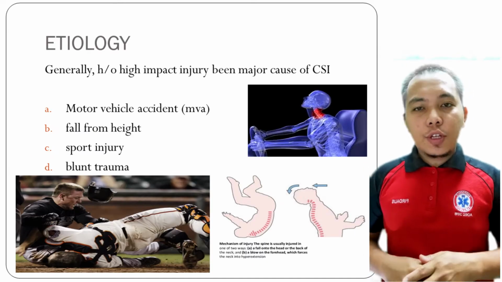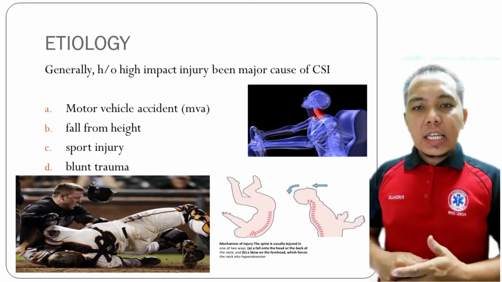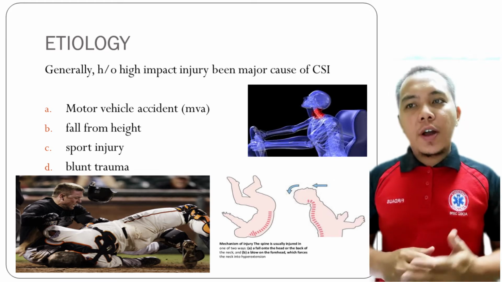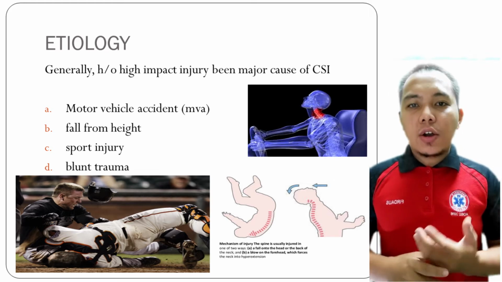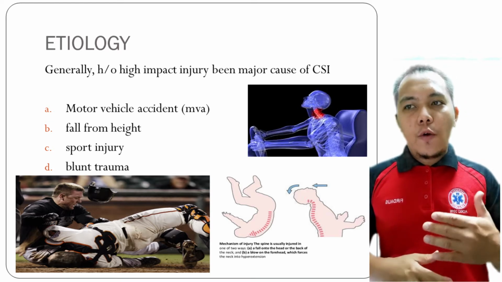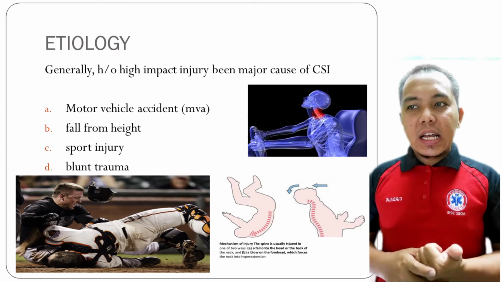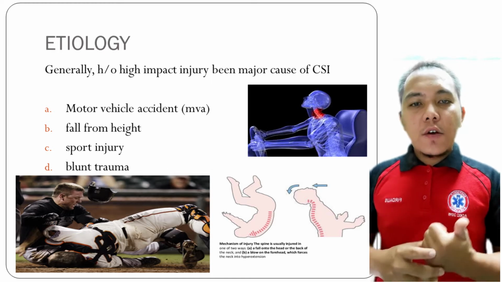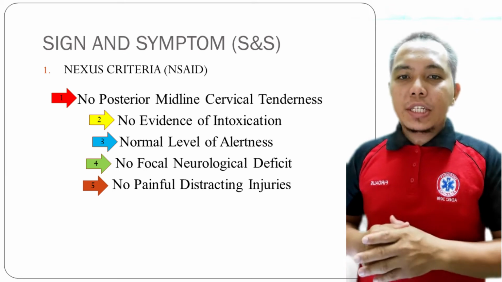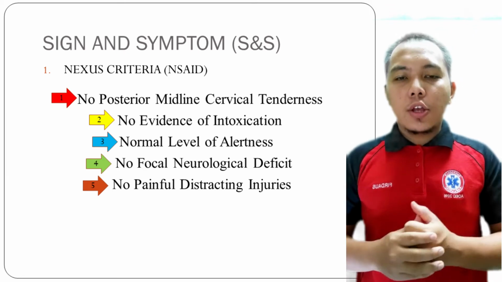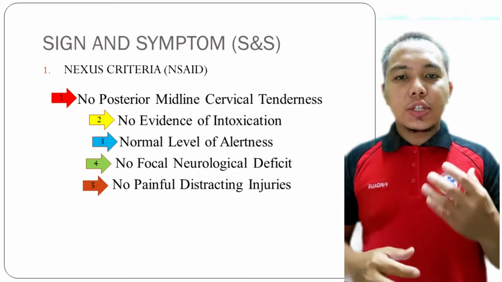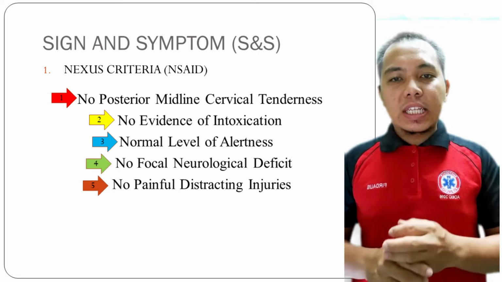Okay, let's move on to the etiology. Generally, the etiology of cervical spine injury is related to a history of high impact injury, which is the major cause of CSI. High impact injury may be a motor vehicle accident, fall from height, or sport injury. In cervical spine injury patients, we could find a lot of signs and symptoms, according to the guidelines to diagnose or treat cervical spine injury.